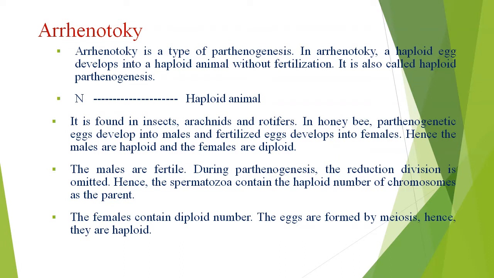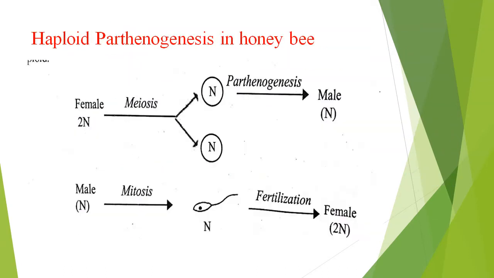During parthenogenesis, the reduction division is omitted. Hence, the spermatozoa contain the haploid number of chromosomes as the parent. The females contain the diploid number. The eggs are formed by meiosis, hence they are called haploid.